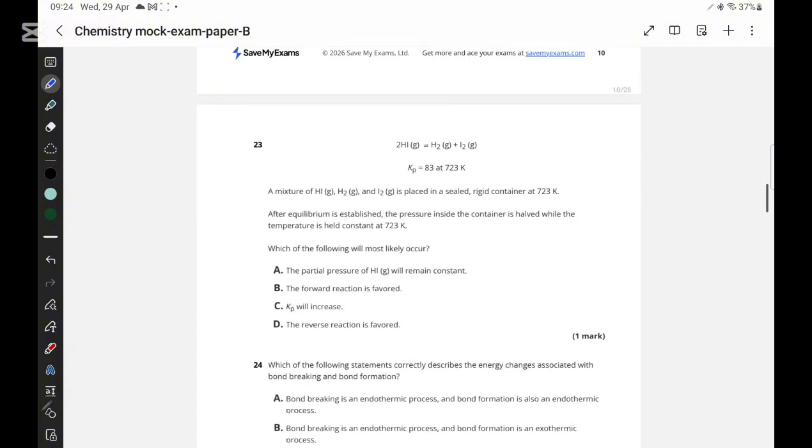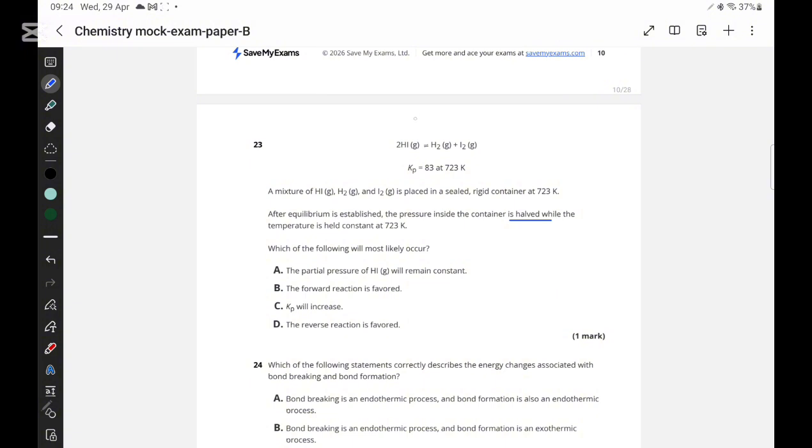Moving towards the next question, they are saying 2HI forms H2 plus I2. Kp value is 83 at 723. A mixture of HI, H2 and I2 is placed in a sealed rigid container. After equilibrium is established, the pressure inside the container is halved. So pressure is halved there, this is important, while the temperature is held constant at 723 Kelvin. Which of the following will most likely occur?